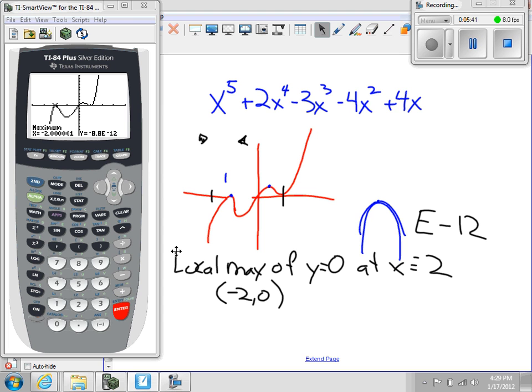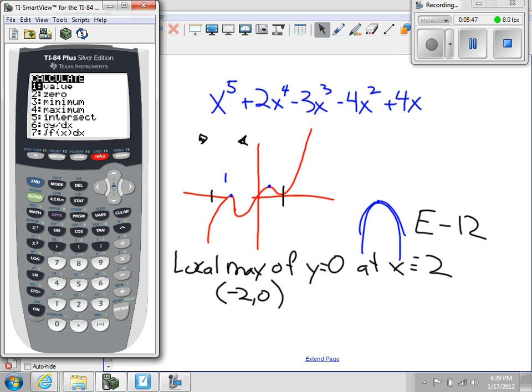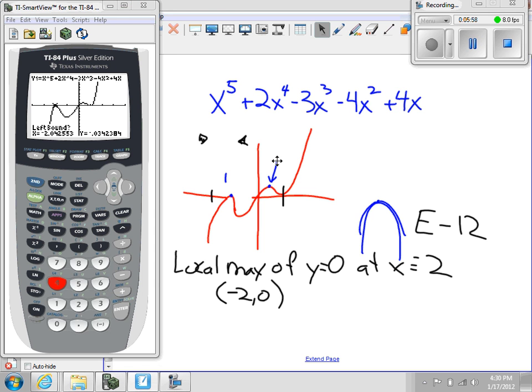Well, I see that there's another local maximum over to the right, so I have to do it again. Second, calc, maximum. I can see that the next dot, which is this one right here, is my left bound. If I chose 0 as my left bound, that would be okay. So I'll choose 0.